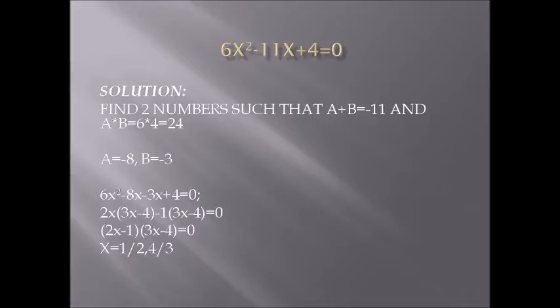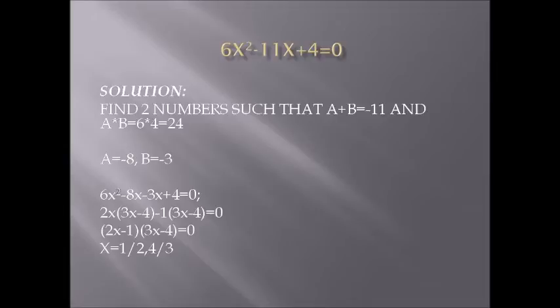We have to use three coefficients, that is the coefficient of x square, coefficient of x and the constant number to solve this equation. We have to find two numbers such that their sum is equal to the coefficient of x, that is a plus b equal to minus 11. And the product of those two numbers should be the product of the coefficient of x square and the constant term, that is 6 into 4, that is 24.